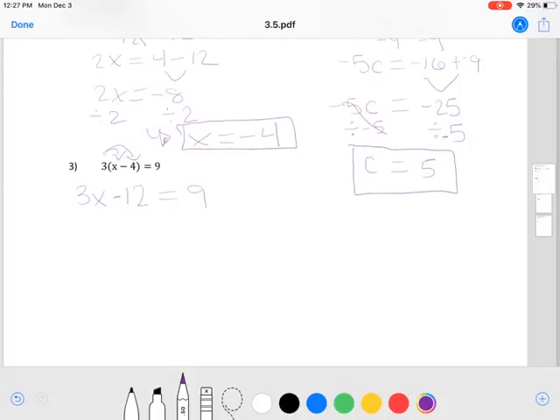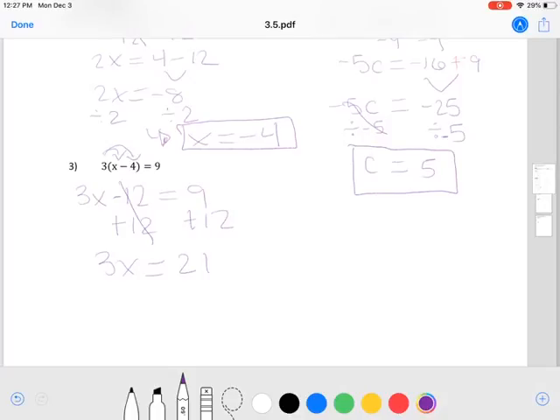Next, we're going to look at what we can do in the second step equation. So we notice that we have subtraction. So to undo the subtraction, we have to add to both sides. We're going to add 12 to both sides. So those cancel out. We're going to be left with 3x equals 9 plus 12, which equals 21.